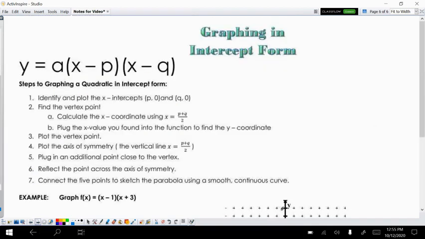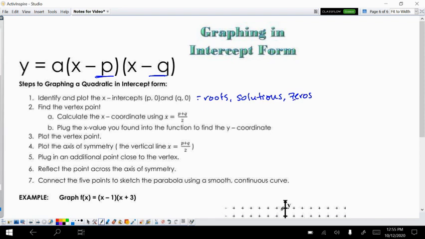The last thing we're going to graph is a parabola that is in intercept form. So p and q, whatever is inside those two separate parentheses, that's your giveaway that it's in intercept form. p and q are the x-intercepts. So remember, those are also your roots. Those are also your solutions. And they can also be called your zeros.